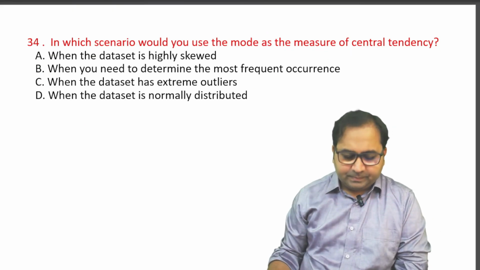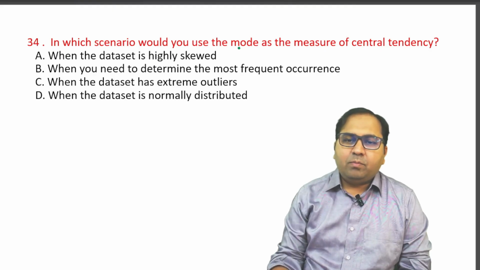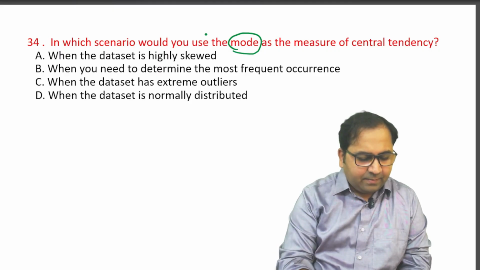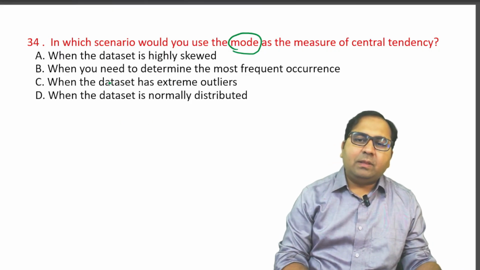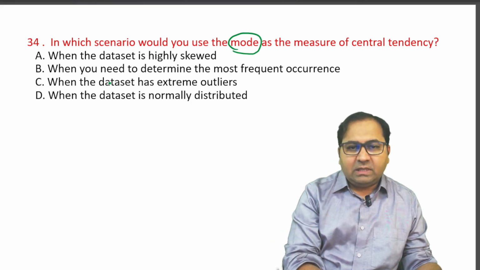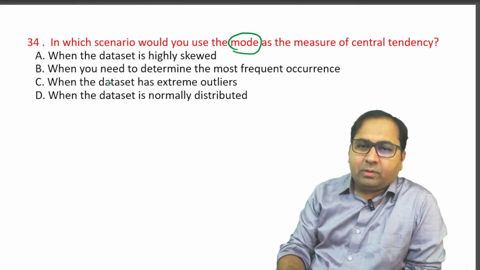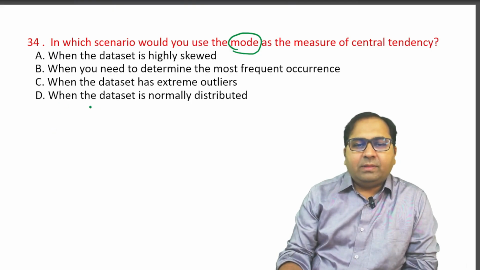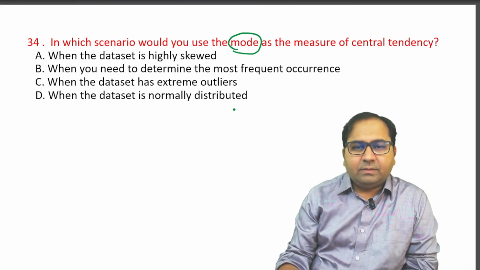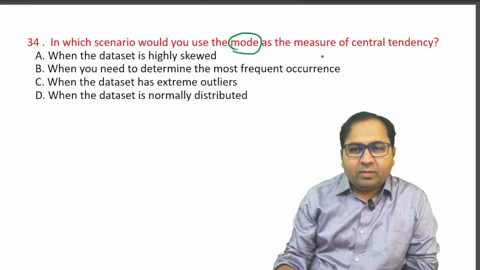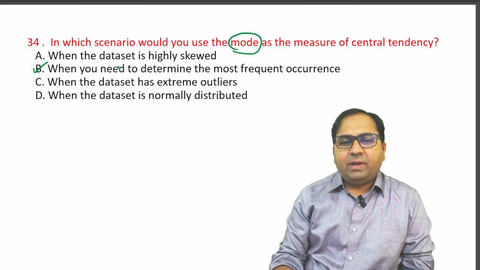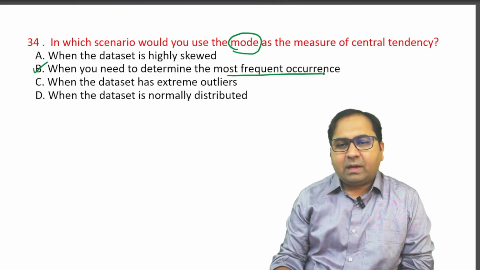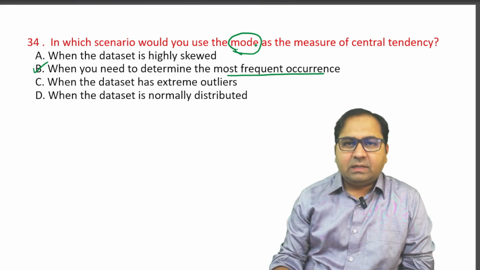Let us see the next question. In which scenario would you use the mode as the measure of central tendency? The options are A. When the data set is highly skewed, or B. When you need to determine the most frequent occurrence, or C. When the data set has extreme outliers, or D. When the data set is normally distributed. So when do you use mode as a measure of central tendency? The answer is B. That is when you need to determine the most frequent occurrence, then you take mode into consideration.